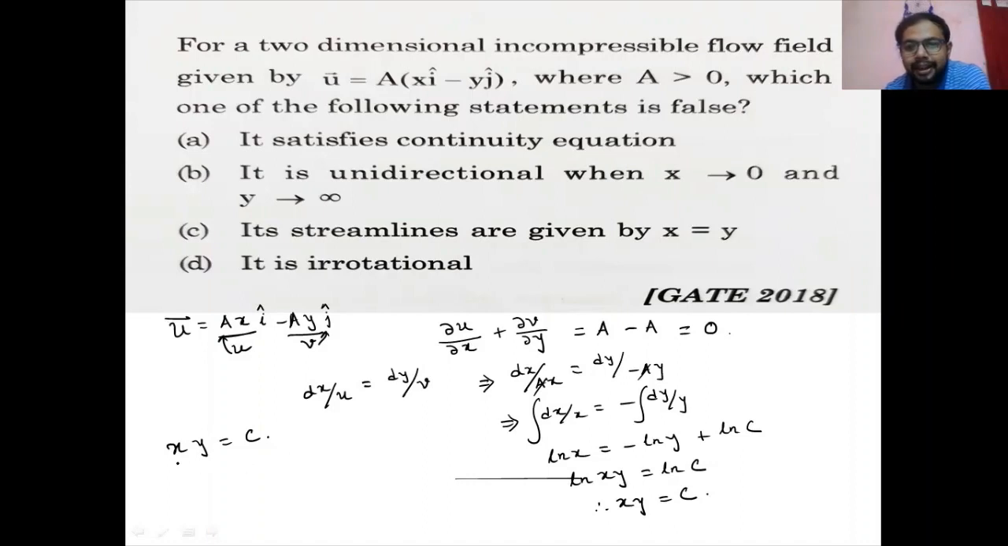What does it mean? It means if x tends to 0, y should be infinite. So the second statement is also true. Because in that case, if x tends to 0, y should be infinite. So the first statement is true, the second is true, the third one is not matched, rather than xy equal to constant. So this is the answer, the false statement.